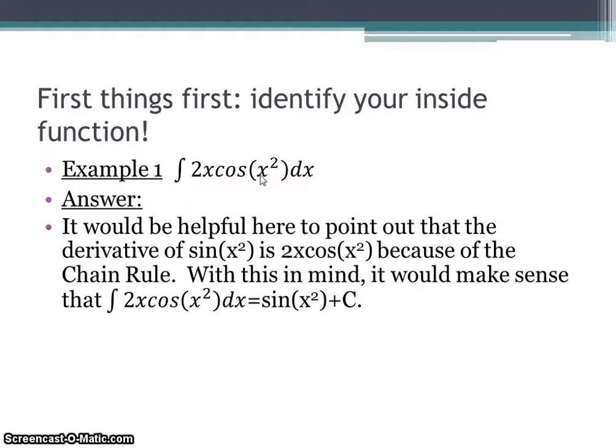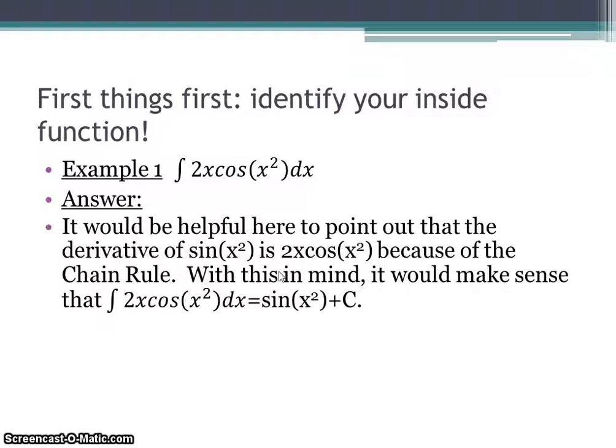It's got x squared. If we were thinking backwards, if we were to take the derivative of something that had an inside function of x squared, for example sine of x squared, our derivative would be cosine of x squared, because we're taking the derivative of the outside function, times the derivative of the inside part, which is the derivative of x squared, or 2x. Altogether, the derivative of sine of x squared would be 2x cosine of x squared, because of the chain rule. So it would make sense that we would integrate 2x cosine of x squared dx to get sine of x squared plus c.